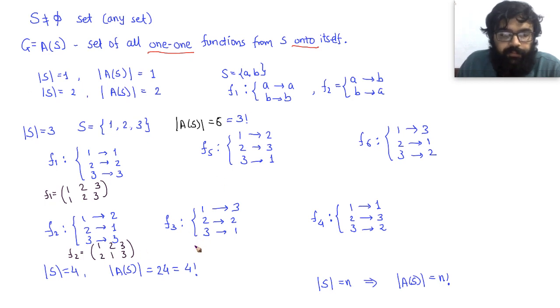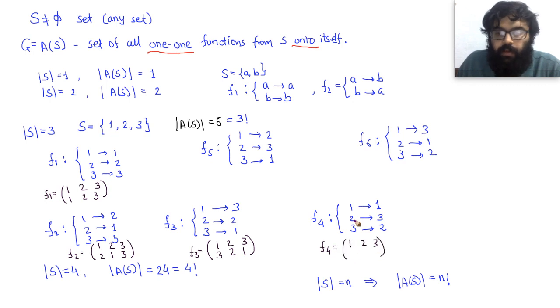Similarly, f3 of 1. What is the image of 1 under f3? It is 3. f3 of 2, this is 2. f3 of 3, that is 1. Similarly, f4 equals 1 goes to 1, 2 goes to 3, and 3 goes to 2.